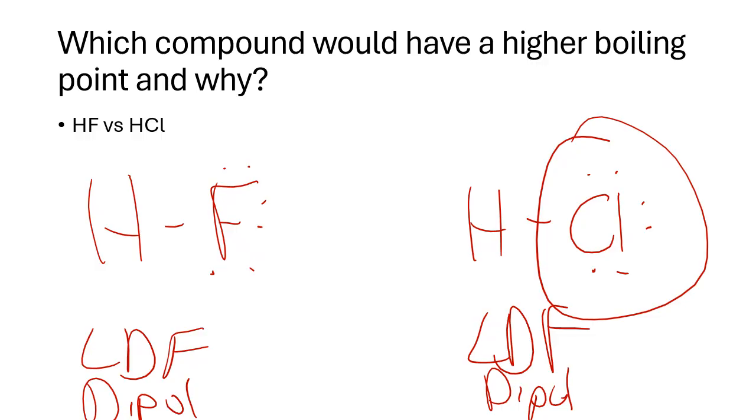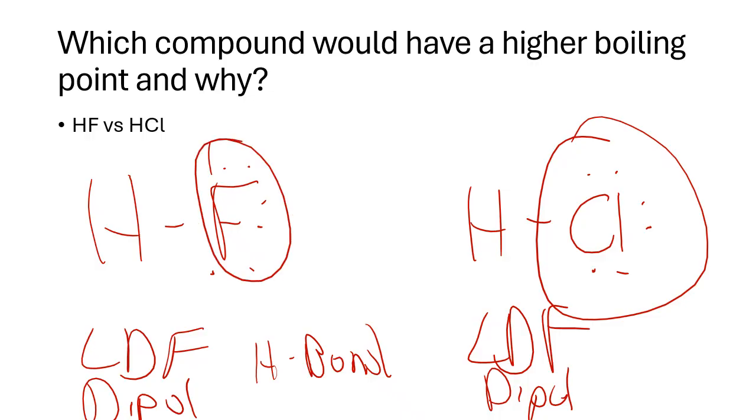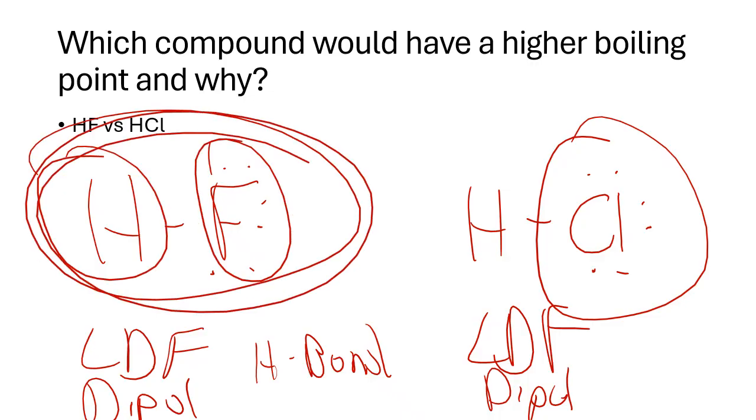and they both have dipole. However, HF has a greater dipole because fluorine has a very high electronegativity, and therefore has H bonds. It has an H bond, a hydrogen not connected to a carbon. So HF is going to have a higher boiling point even though HCl is heavier than it, and even though HCl has greater dispersion forces.